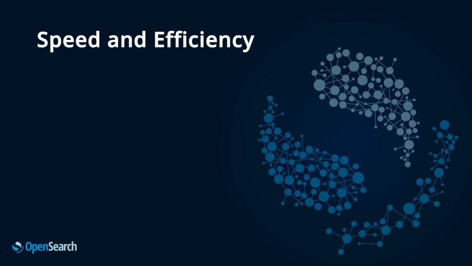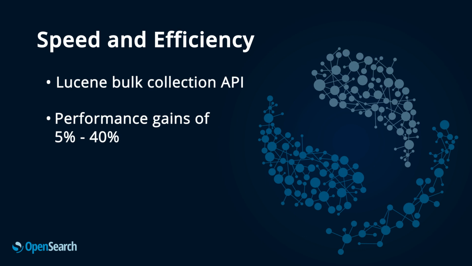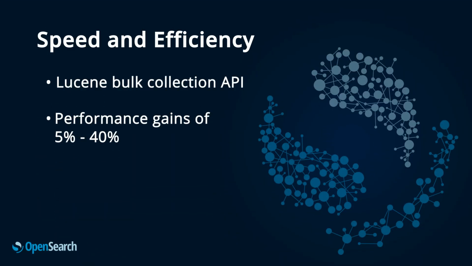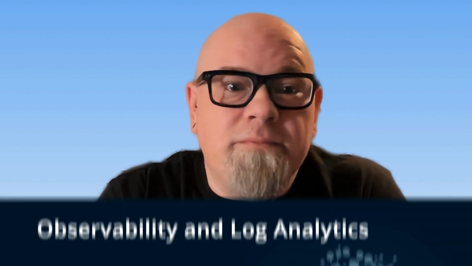Speed and efficiency is something we always try to keep in mind as we're moving forward with this project. This release makes use of Lucene's bulk collection API to realize performance gains of around 5 to 40%, depending on your workload and use case. These improvements apply to areas including cardinality, histogram, and various statistical aggregations from your queries. Lucene has several abstract classes under the hood that allow developers to implement their own scoring algorithms for these kinds of things. And so by using these abstract classes and implementing our own algorithms, we can say we have gained about 5 to 40% speed efficiency on these kinds of things.